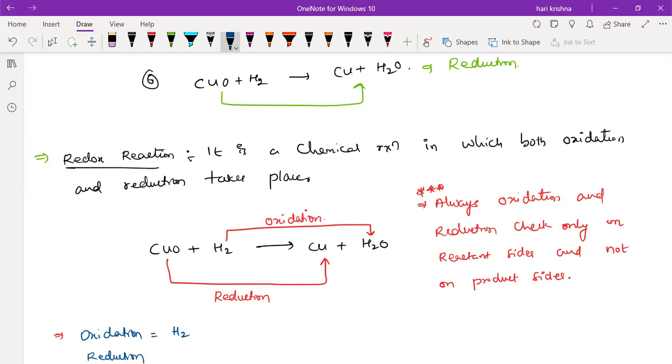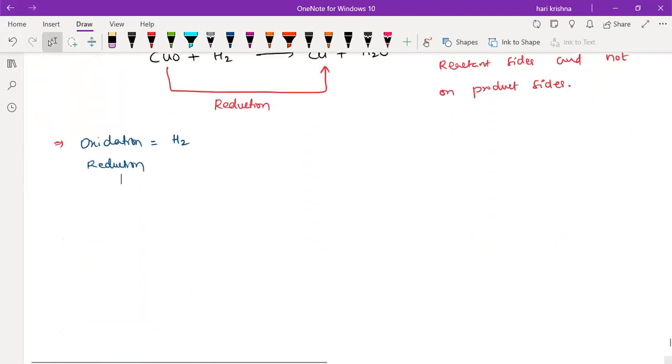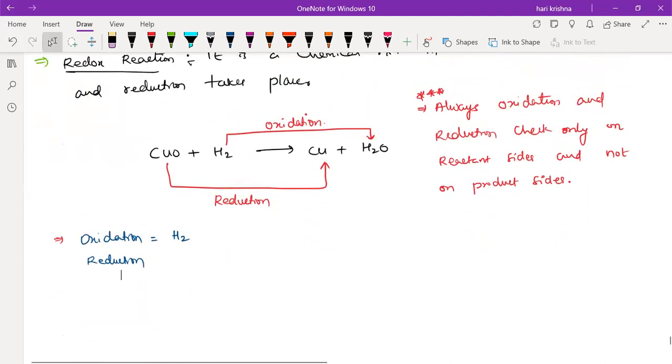Which one is undergoing reduction? Copper. Reduction is what? Copper oxide, we will say. Clear now up to this? Yes.